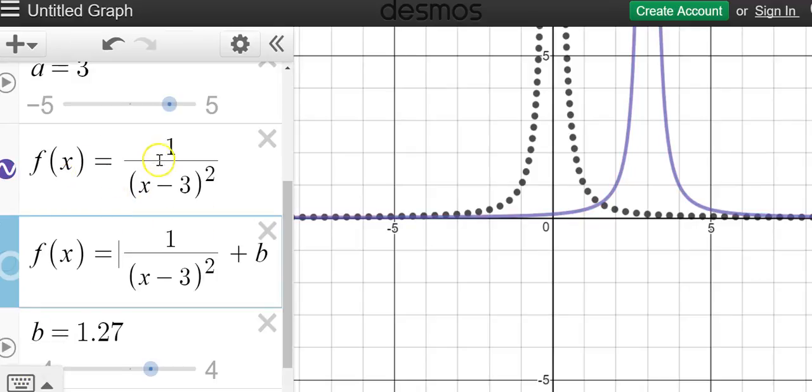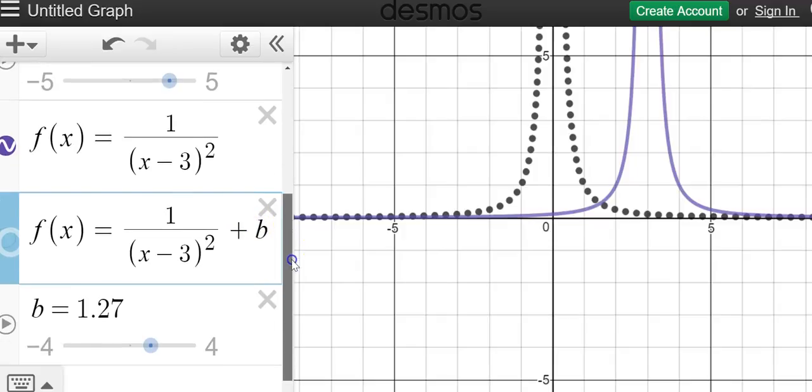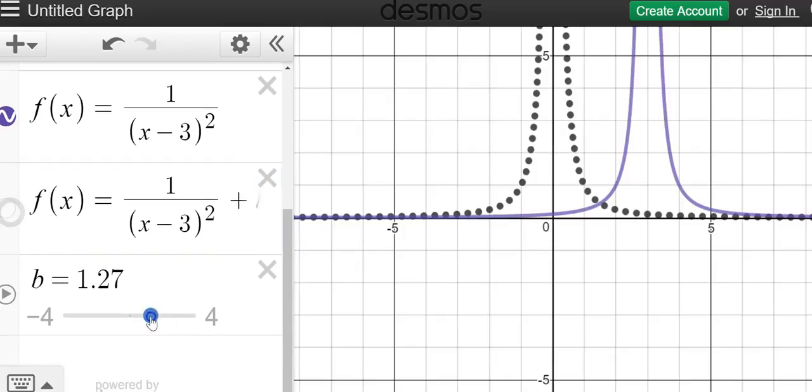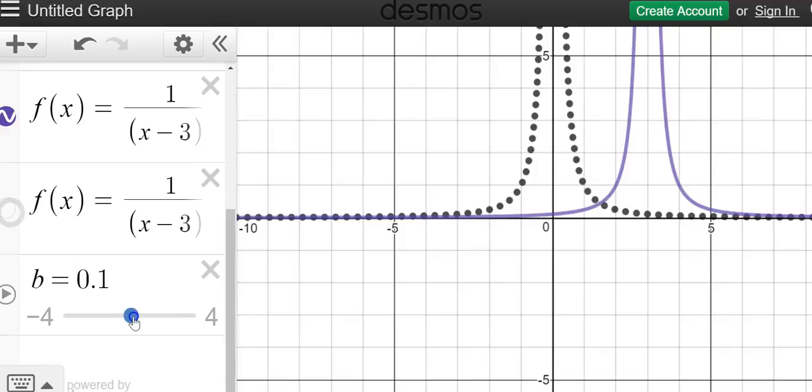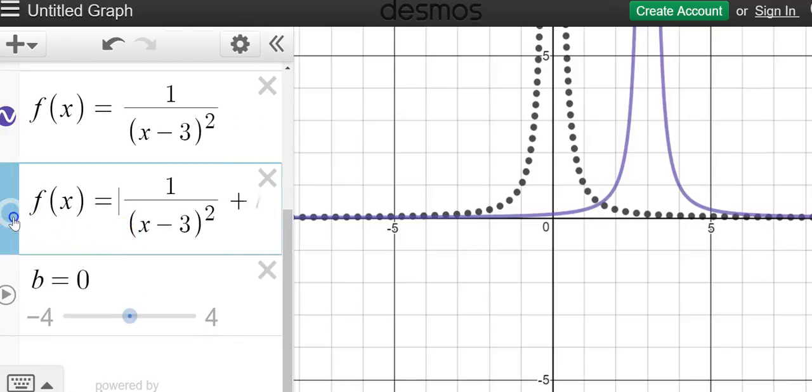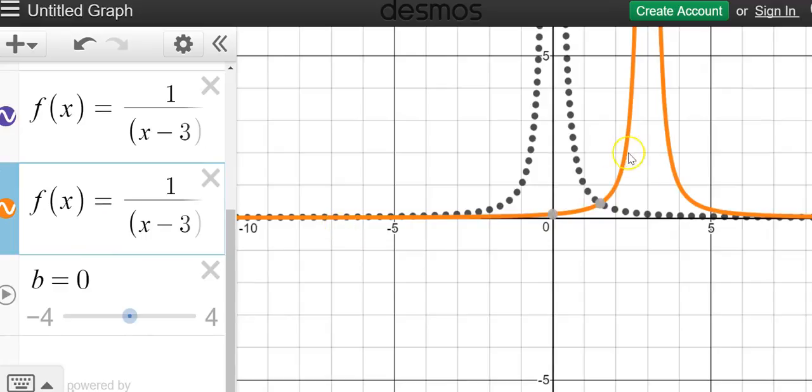Okay, so I have turned on the function 1 over (x minus 3) all squared. That's in purple. And we can see that if it's x minus 3, then it has been shifted 3 to the right. Now I have a plus b on the outside over here that I have not yet turned on. And I'm going to set b to 0 for right now. And then I'm going to turn this on. So when I turn this on, you can see that the orange graph is now lit up.